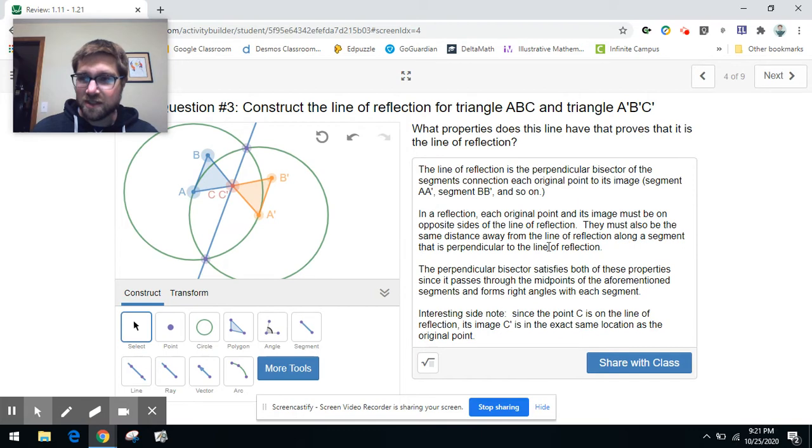I would say check out these properties that a line of reflection should have. Probably going to come up.